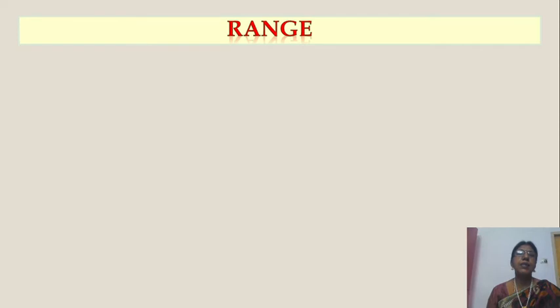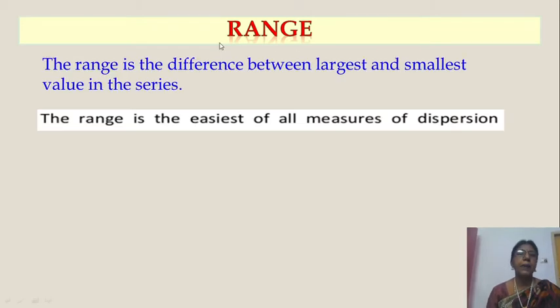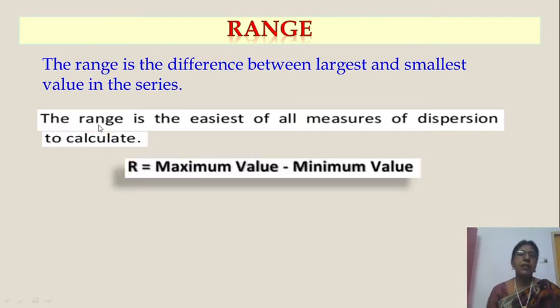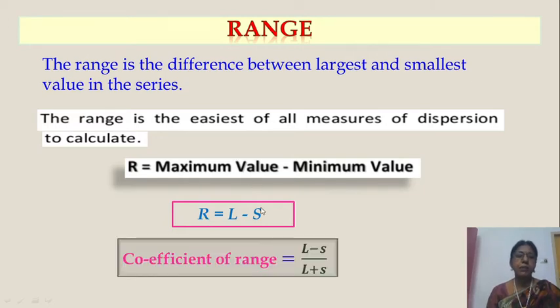Now we see the next topic, range. We have finished mean, median, mode. The next topic is range. The range is the difference between the largest and smallest values in the given series. Very simple. The range is the easiest of all measures of dispersion to calculate. R is equal to maximum value minus minimum value, where R is the range symbol.